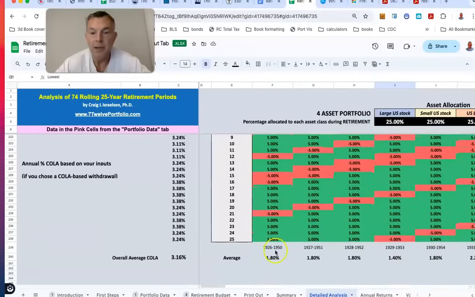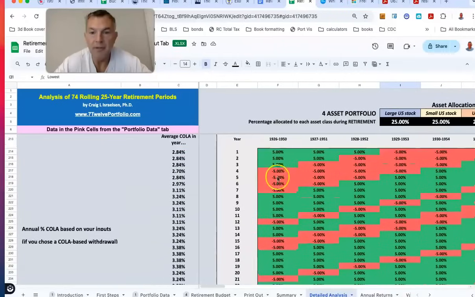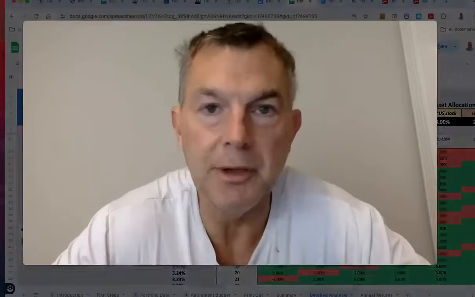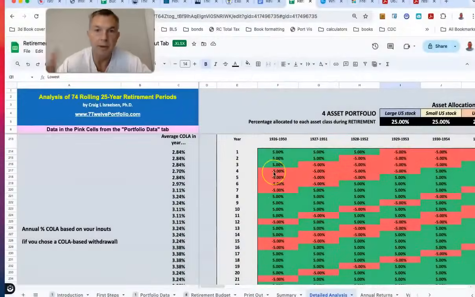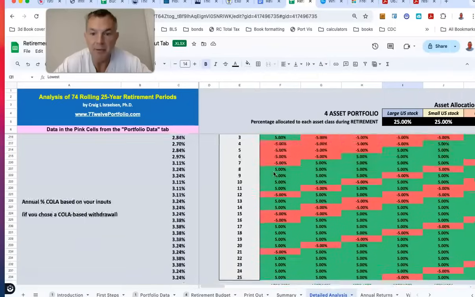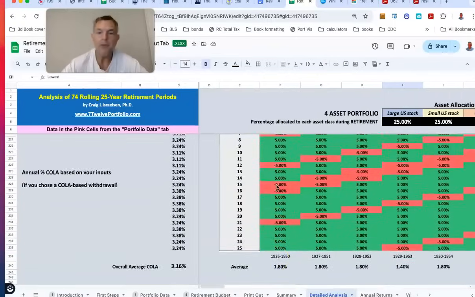All right, so you can see my average increase was 1.8% because I had 1, 2, 3, 4, 5, 6, 7, 8 times I had a decrease in my spending. But those 8 times were dwarfed by the 17 times that I increased my spending. So my average COLA was 1.8. I hope that makes sense.